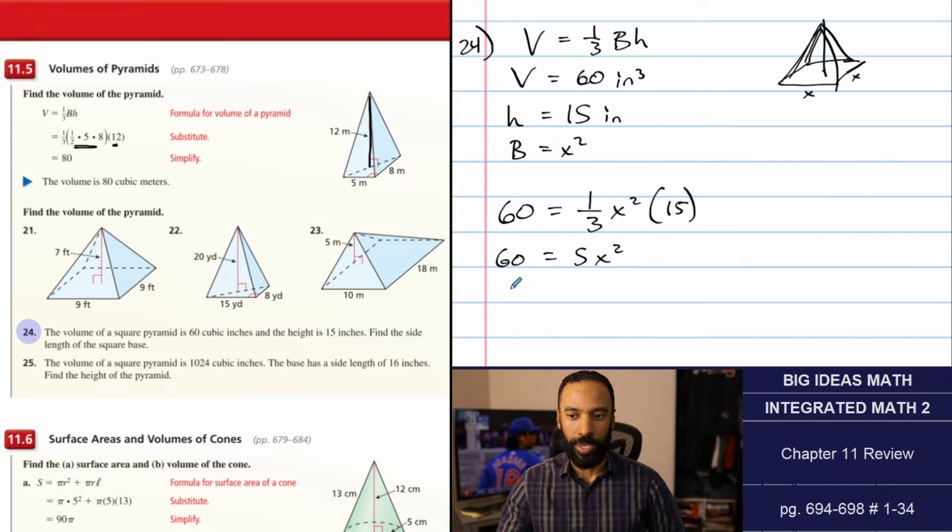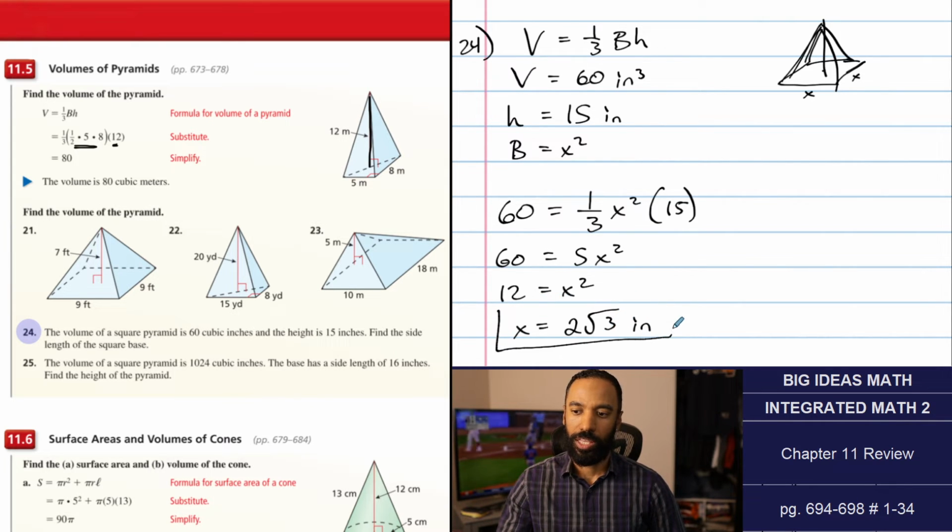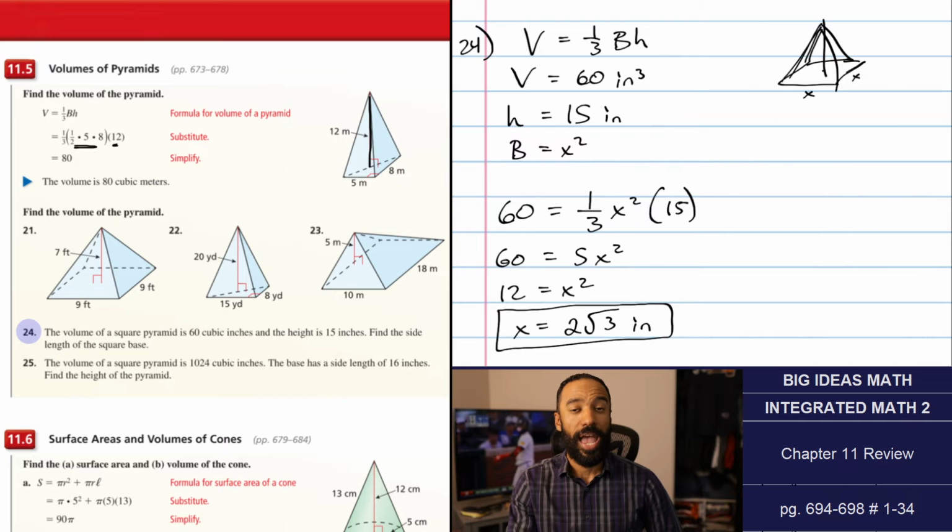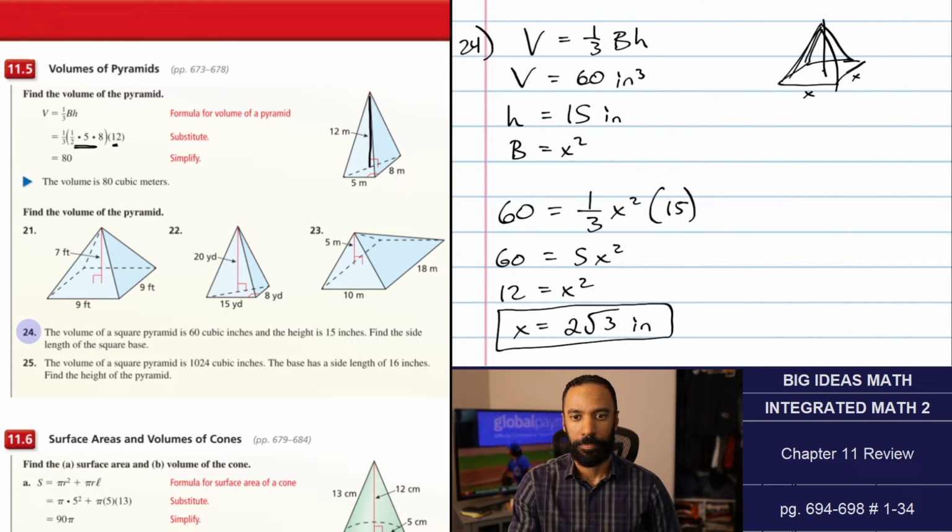Divide by 5, you get 12. Take the square root of both sides. Square root of 12 is also 2√3. So the length of each base edge is 2√3 inches.